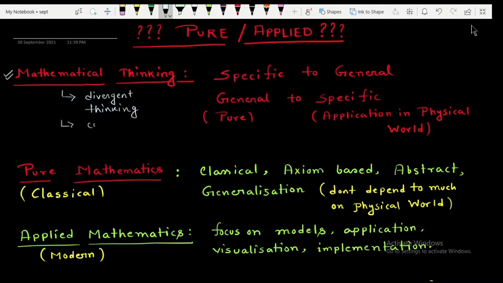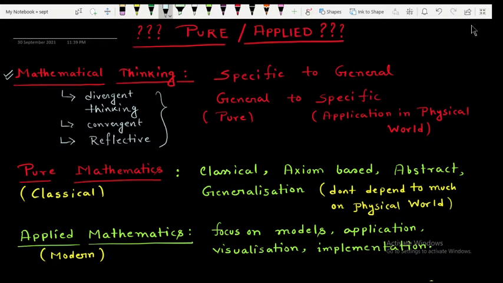like convergent thinking, like reflective thinking. So these are very much helpful to study mathematics. Divergent thinking means suppose you are given a problem and you can find a solution in several ways, then you have this type of thinking, that means divergent thinking.